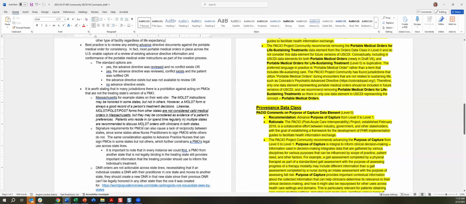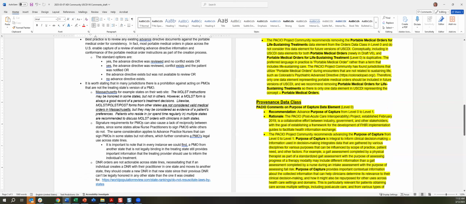And then I further stated, based on some questions from the folks wanting a stance that they could get behind, it is worth stating that in many jurisdictions there is a prohibition against acting on PMOs that are not the treating state's version. And then I called out some examples. Massachusetts: the most instructions may be honored in some states straight off the site, but not in others. However, a MOLST form is always a good record.